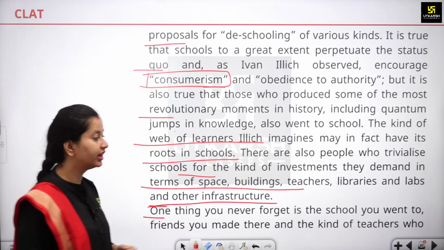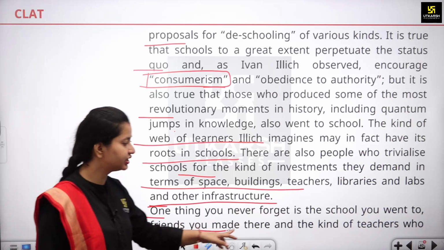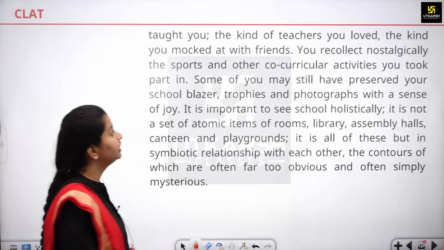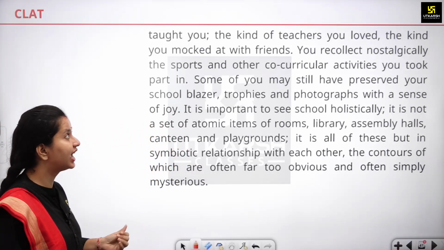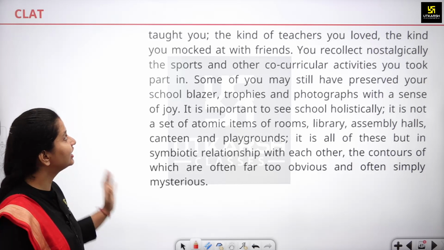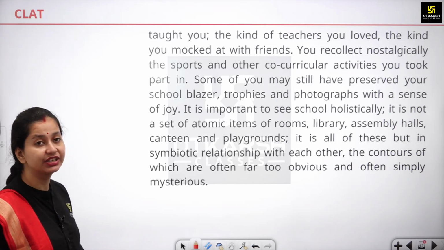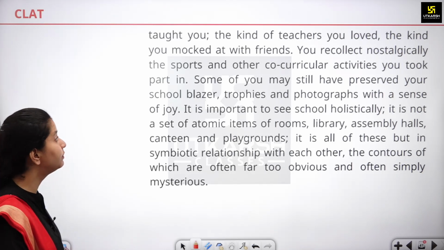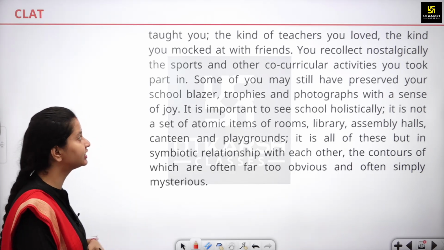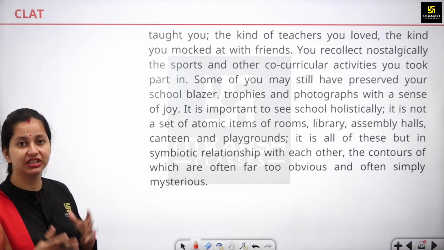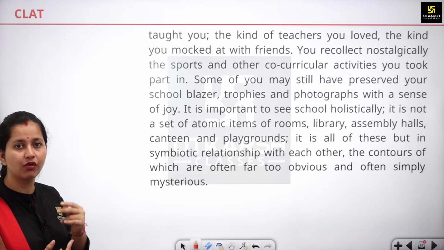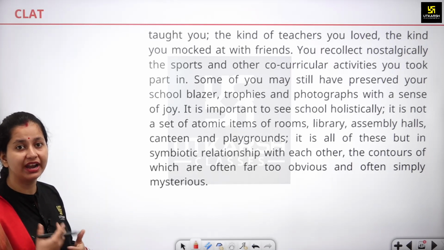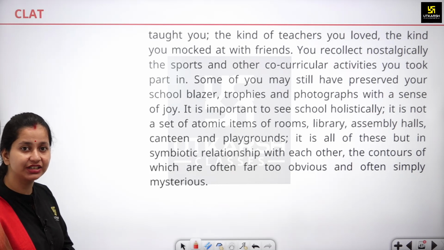One thing you never forget is the school you went to, friends you made there, and the kind of teachers who taught you, the kind of teachers who loved you, the kind you mocked with friends you recollect nostalgically, the sports and other co-curricular activities you took part in. Some of you may have still preserved your school blazers, trophies and photographs with a sense of joy. So it is just basically a nostalgic paragraph that the author is making, trying to remind us of all those things that we have had in our schools.